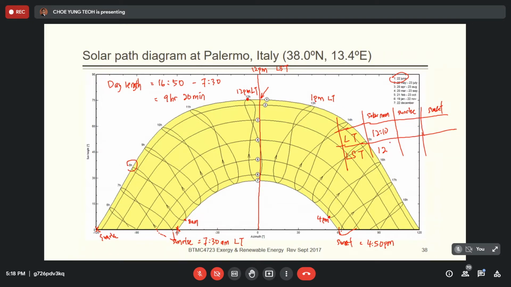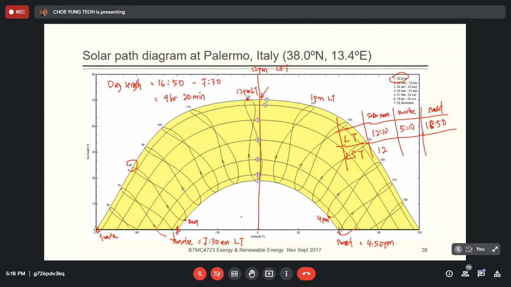Maybe close to 5:10 a.m. Is it okay? Sunrise. Okay, and then sunset, I think very close to 7, so maybe 6:50. Sorry, I will put 18:50.